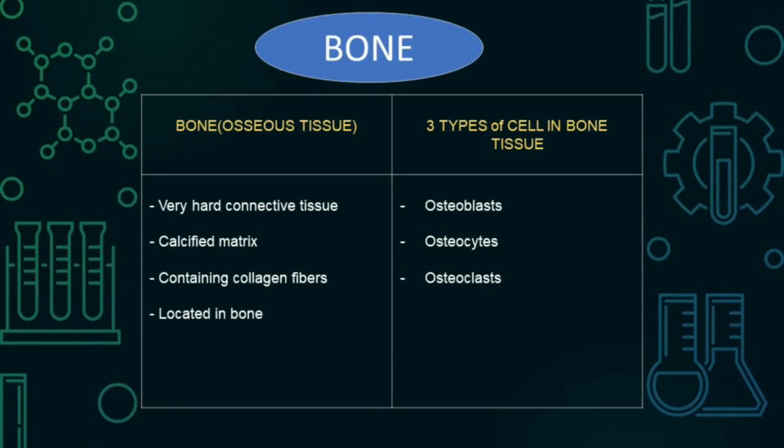There are three types of cells in bone. The first one is osteoblast, which is active in making bone for growth and remodeling, and the second one is osteocyte, which is found in lacunae of the bone and assists in maintenance of the bone. And the third one is osteoclast, which is active in breaking down bone for bone remodeling, providing access to calcium stored in tissue in order to release it into the blood.